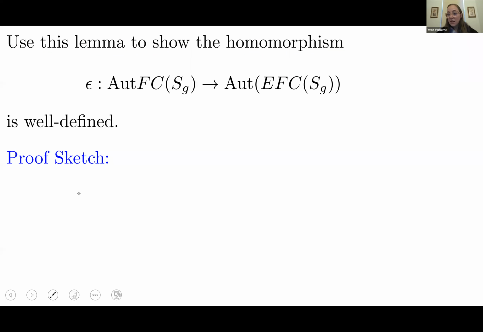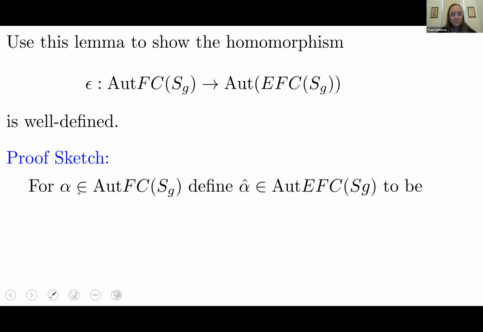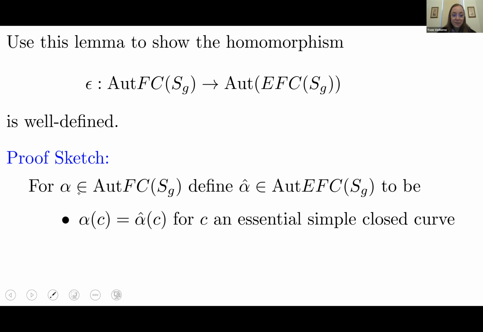Okay, so let's start by defining the homomorphism that we want to show is well defined. If I take an automorphism of the fine curve graph, I'm going to define an automorphism of the extended fine curve graph as follows. If I have an essential simple closed curve, I'm just going to let the image be the same as the map in the domain, because the essential simple closed curves show up both in the fine curve graph and in the extended fine curve graph.